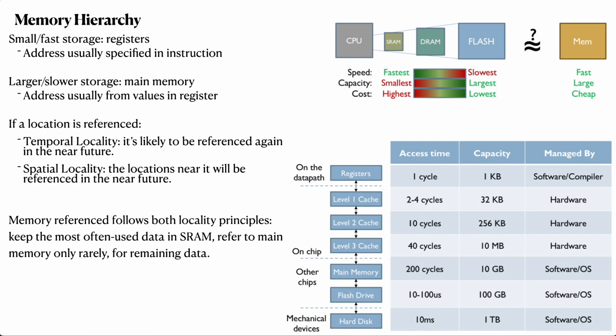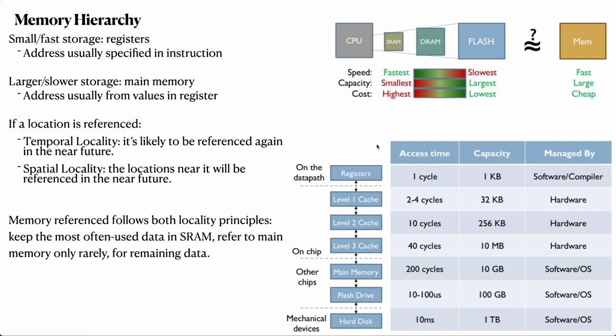And if a location is referenced, the memory reference takes advantage of locality. It takes temporal locality, as the current referenced location is likely to be referenced again in the near future. It also takes spatial locality, as locations near it will be referenced in the near future. The memory references follow the locality principles, where it keeps the most often used data in SRAM and only refers to main memory for the remaining data.